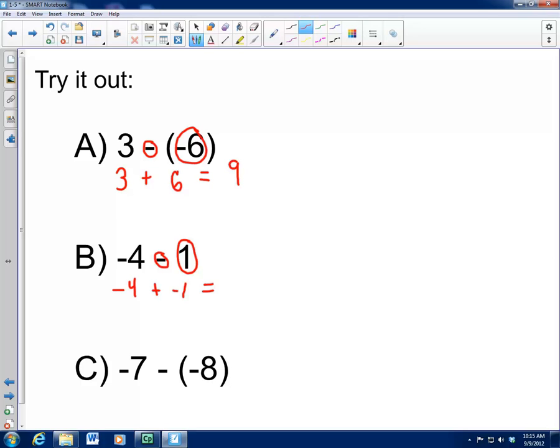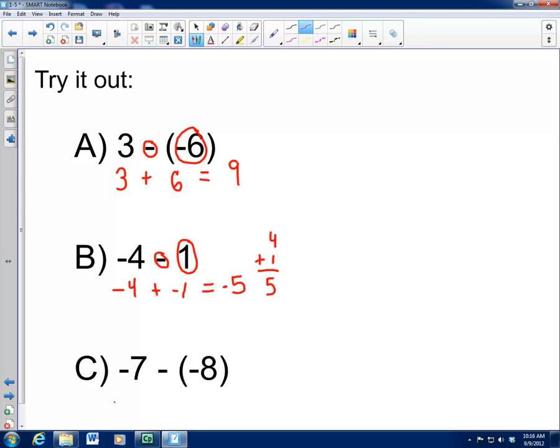Now, I have to use my integer rules for addition. I have -4 and -1. Since my signs are the same, I have to add those guys up. So I'm going to have 4 plus 1. That gives us 5. And since the signs are the same, I have to bring that sign over. So that's going to be -5. It's that simple. All right, let's take a look at our last one on this page.